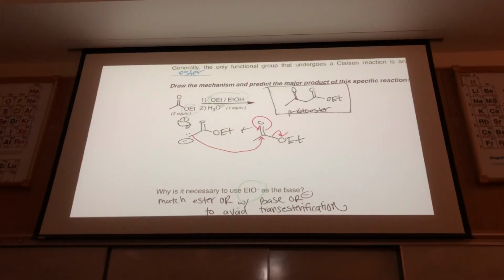Okay, so the good news about the Claisen is that I think it's a little bit of a brain break before we get into the harder reactions in the chapter, which you've got to prep yourself for, that Robinson annulation near the end. That one's a doozy.